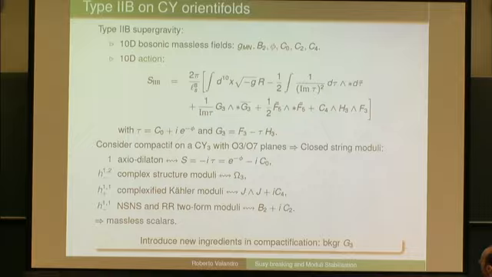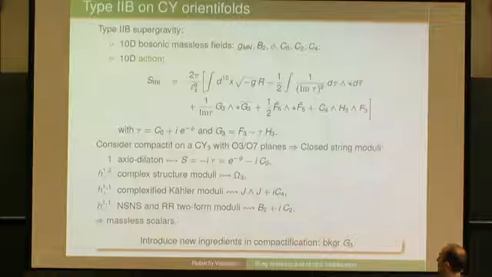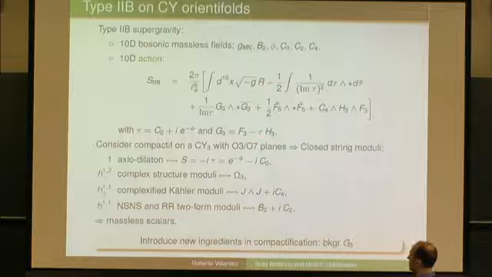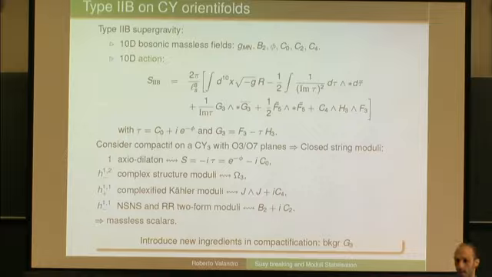And this action, you see, is written in a form that makes the famous SL(2,Z) invariance manifest. To write this manifestly, we have to combine the axion with the dilaton into the axio-dilaton, and this combination of the field strengths of B2 and C2. Okay, so now we want to compactify this on a Calabi-Yau and maybe also introduce an orientifold involution.